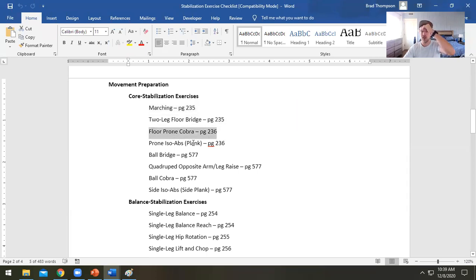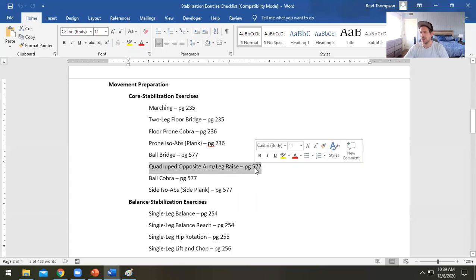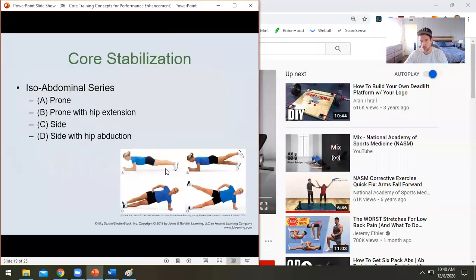Floor prone cobra, the plank, ball bridge, quadruped opposite arm, opposite leg raise, a bird dog, side plank. All of those are exercises that focus on holding your spine in one specific position, not moving it around. Here we can see the regular plank and the plank with the leg raise. She's adding proprioception here because she's decreasing the stability. Side plank, or a side plank with a leg raise, again decreasing stability. All of those are great.